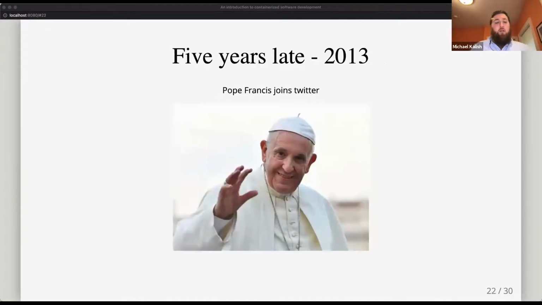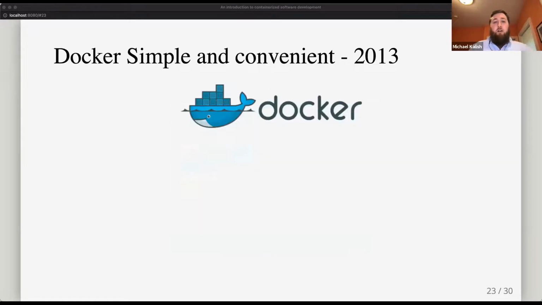All right, let's fast forward another 5 years. Pope Francis joins Twitter. And also in 2013 is the first official release of Docker, and the idea of containers was born. The idea here is that Docker thought they had come up with a new idea that would solve, and still continue to solve, the problems of our current virtualization technology, but with a substantially smaller footprint, and making it a lot easier for a developer to get and work with, continuing to push towards this idea of a DevOps career path.